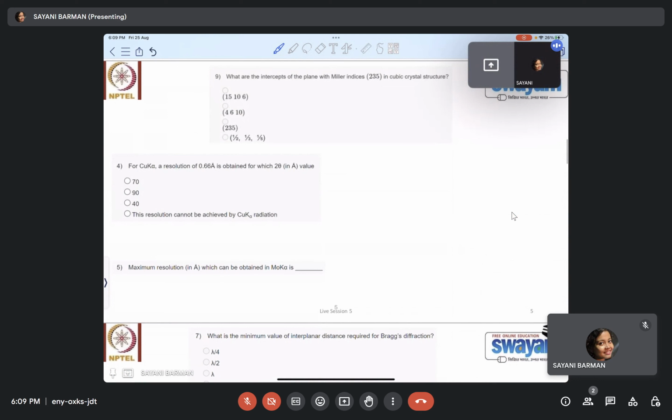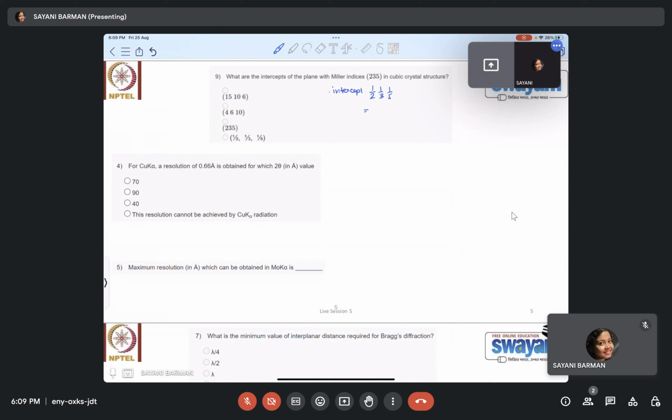So the first question is, what are the intercepts of the plane with Miller indices 235 in the cubic crystal structure? So we know if Miller indices are 235, then intercept will be just the reverse of it. It will be 1 by 2, 1 by 3, 1 by 5. Now, Miller indices cannot be normalized, but intercepts can be. So we have to take the LCM and do the math.